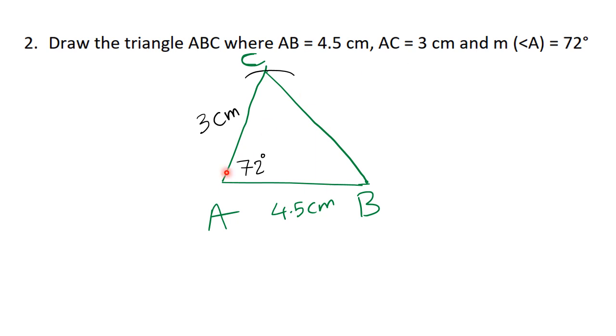After that, he says that AC equals 3 centimeters, so we will open our compass to a span of 3 centimeters and make an arc here to make sure that this is just 3 centimeters. And then the last step is to join from this point to B, and now we have drawn the triangle.